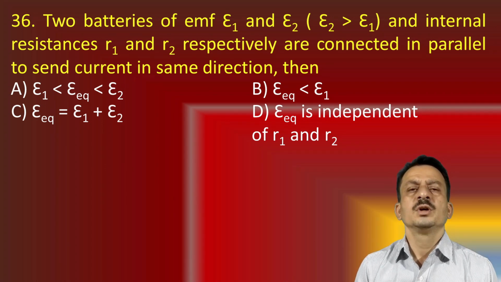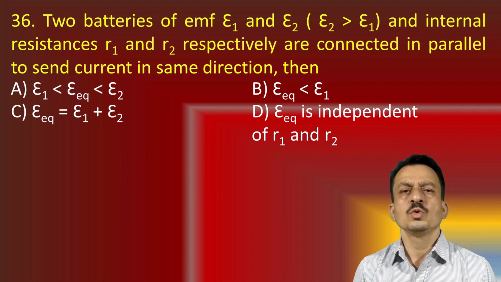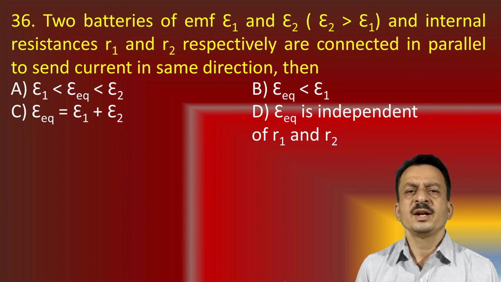Now in the case of parallel combination of two cells, we have the relation: E equivalent is equal to E1 R2 plus E2 R1 divided by R1 plus R2. We know that relation. Now if you know that relation, then obviously A will be the right answer.